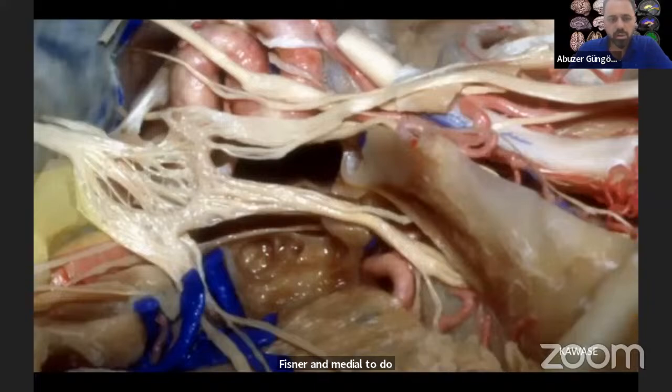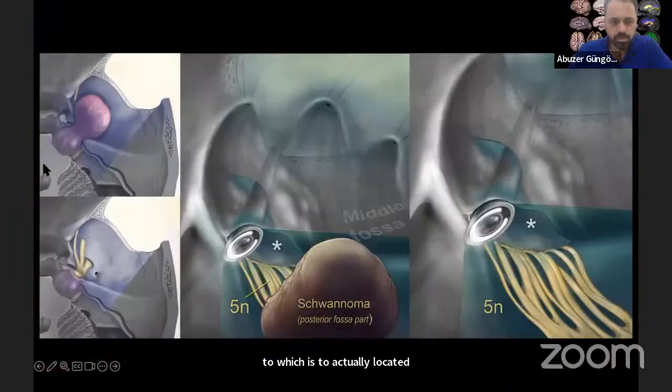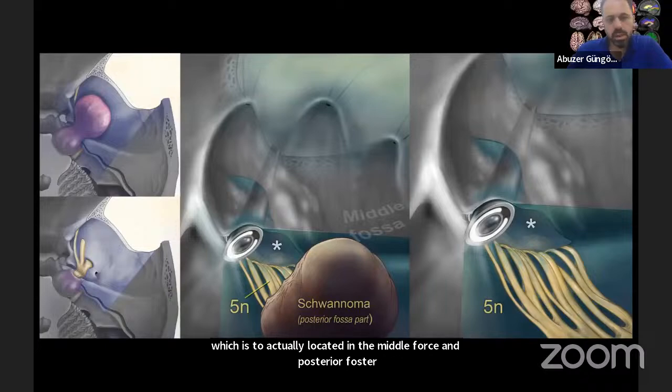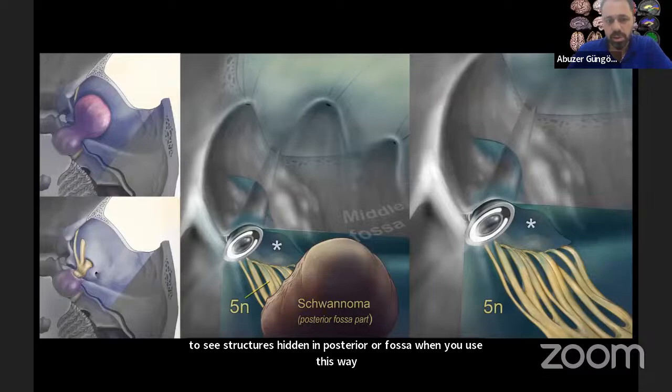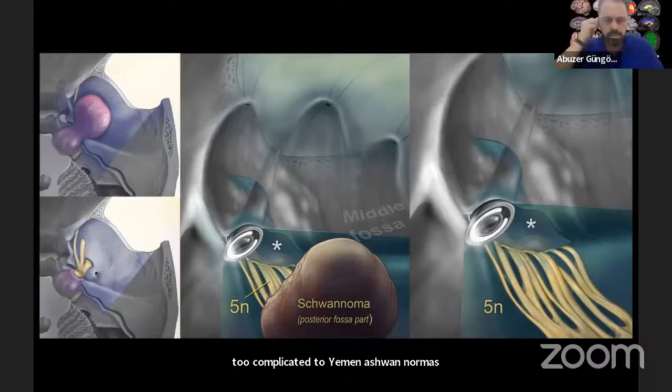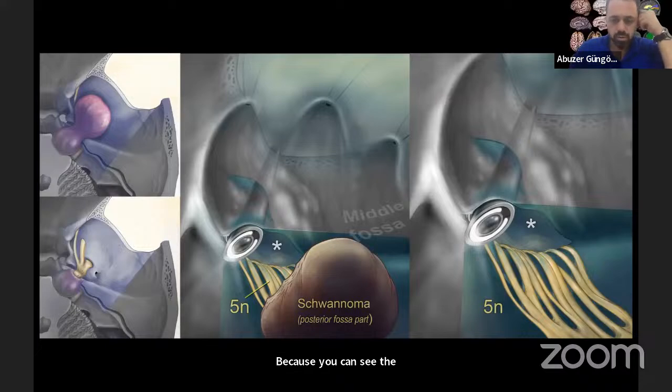Most of the time we use this angle to reach structures located in the middle fossa and posterior fossa. And it is always easy to see structures hidden in the posterior fossa when you use this way to treat complicated trigeminal schwannomas, because you can see the residual tumors if you use the endoscope.